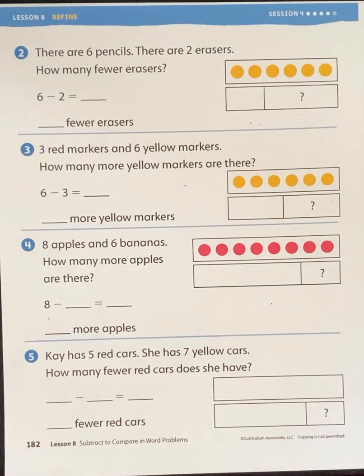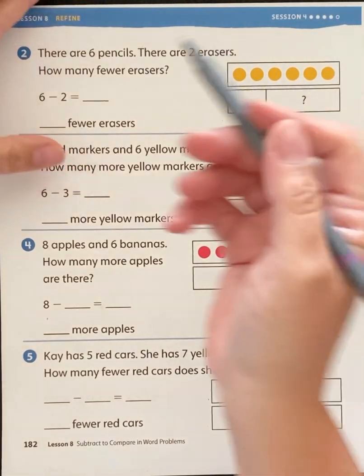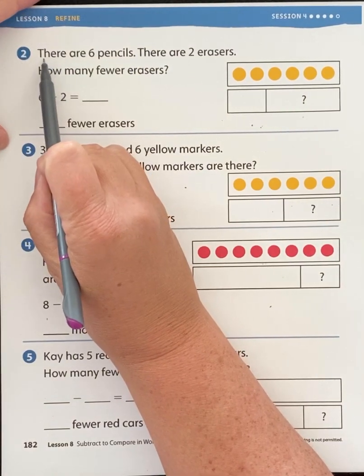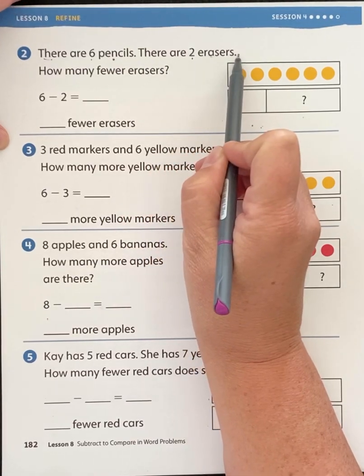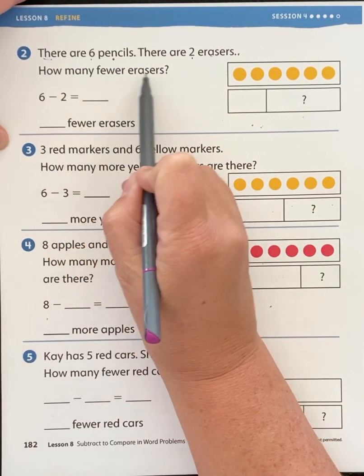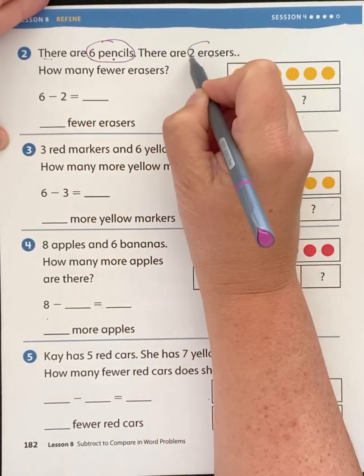Lesson 8, Session 4, page 182. In this lesson, we are comparing two objects in a story problem, and we're learning how we can subtract to find our answer. So we're comparing two things to subtract. Read along with me. Number 2. There are 6 pencils. There are 2 erasers. How many fewer erasers? So we have 6 pencils and 2 erasers.